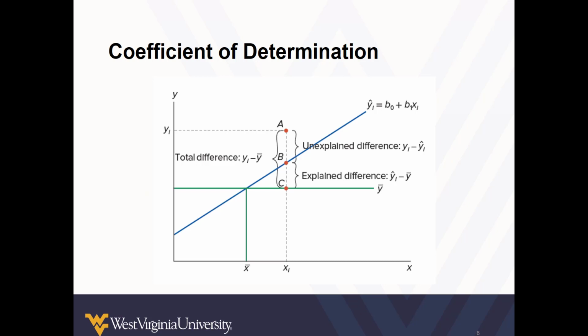And here we just can illustrate the coefficient of determination and the components of it, where we're looking at the unexplained difference, the distance from A to B, and the explained difference from B to C, as well as the total difference between the mean and the observed value.